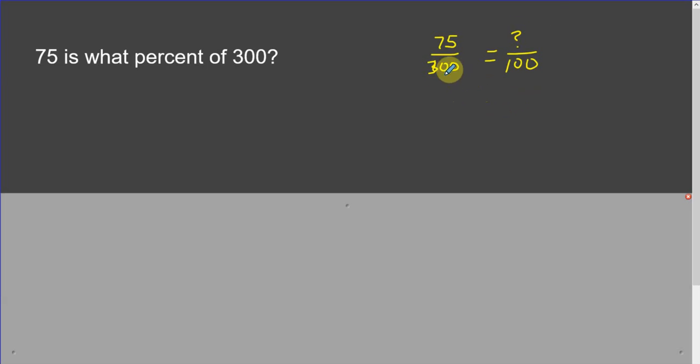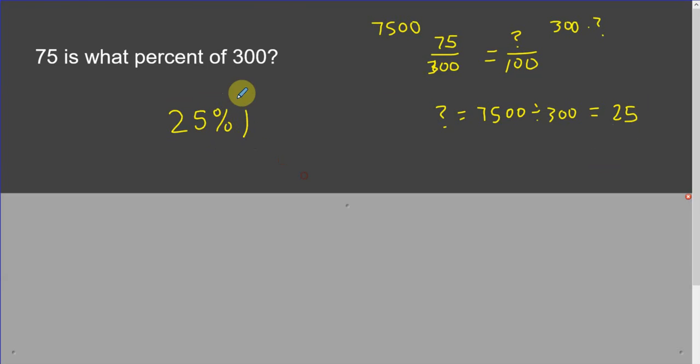Okay, so now we have a proportion and we solve it. 300 times question mark and 75 times 100, so 7,500. So we want these two to be equal. So we divide 7,500 by 300. And we get 25. And so the answer is 25%. 75 is 25% of 300. Okay. So that's an example where the two numbers were given and we were looking for the percent.